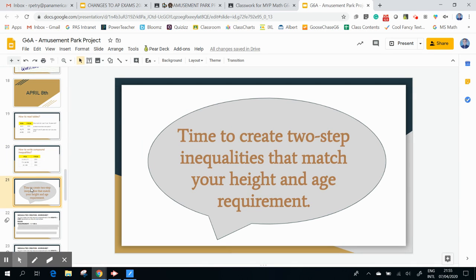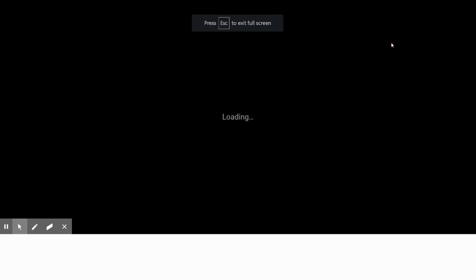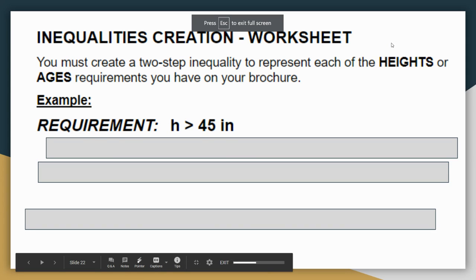Now, what is your goal for today? Your goal is to use your requirements, your height requirements, which could be your heights or your ages, and create a two-step inequality from them, okay? But mister, how do I create a two-step inequality? Well, when you have the answer and you want to write the question, it is actually all the way around from what we answered. So let's think about what we used to do when we were answering a two-step inequality.